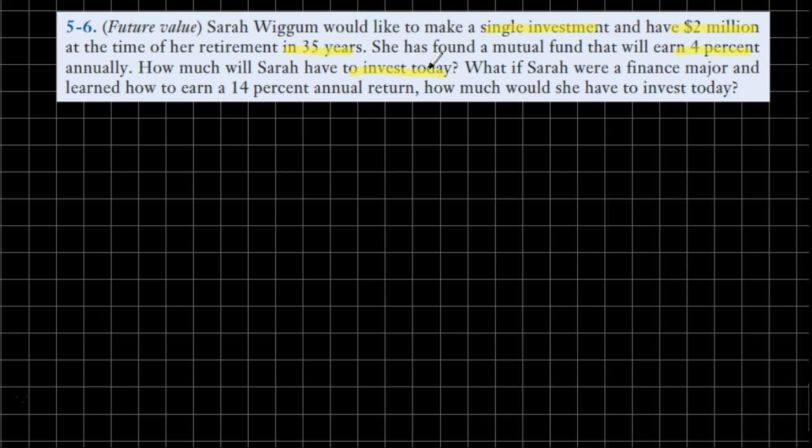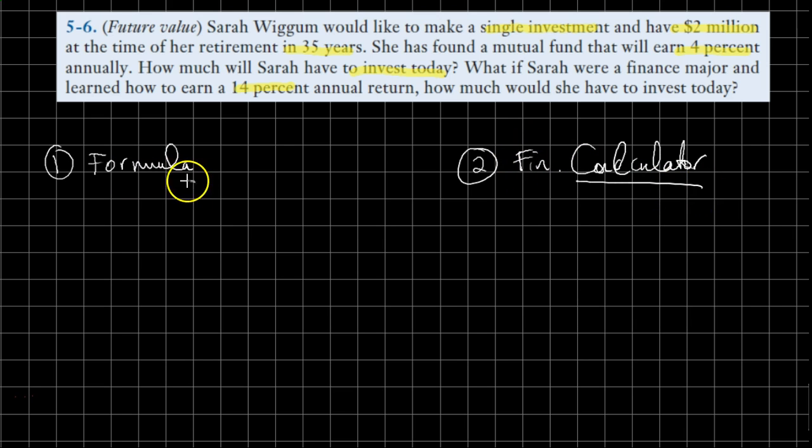The question also asks how much she would need to invest if she could earn 14% annually. Given this information, you may consider two different approaches to solving this problem. One way would be to use a present value formula, and that's the first method. A second method would be simply to use the financial calculator. Both methods should provide the same answer.